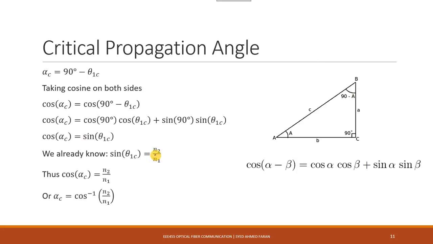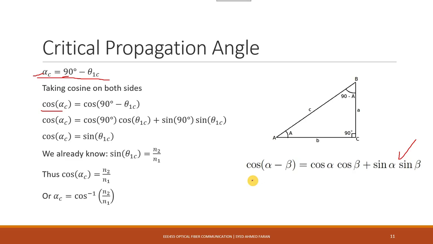Okay, so we know how to find this critical propagation angle. We just discussed it. Now to express it in terms of cosines, we take the cosine of both sides of this equation. So cosine alpha c is equal to cosine of 90 minus the critical incident angle. On the right-hand side I can use this trigonometric identity.